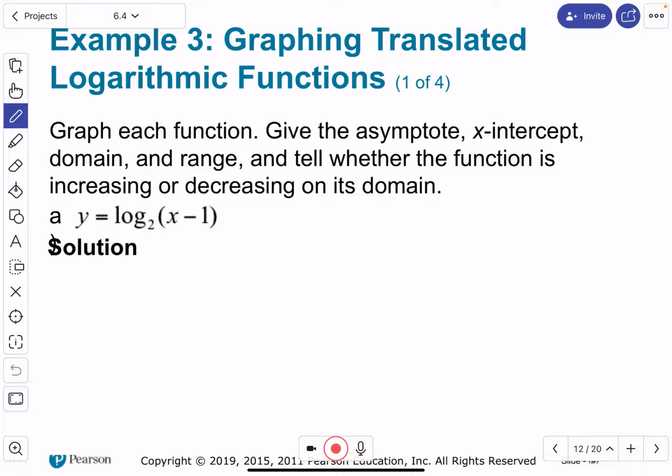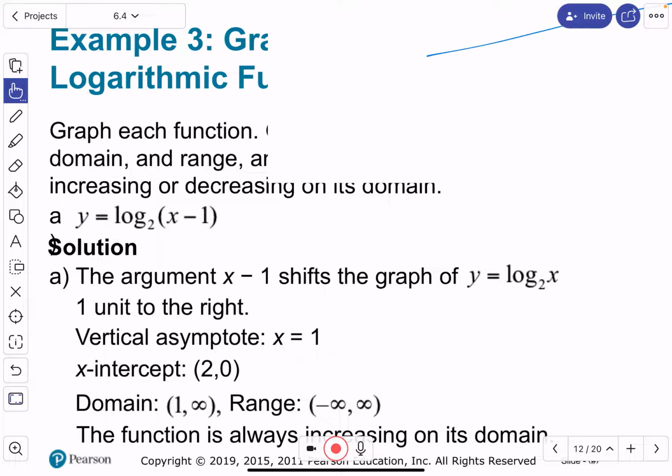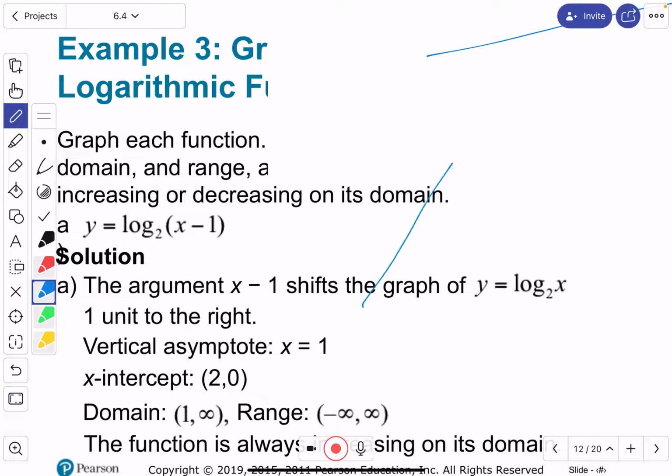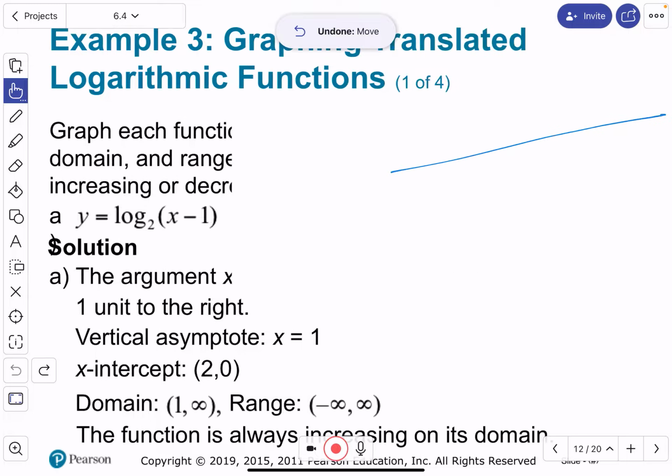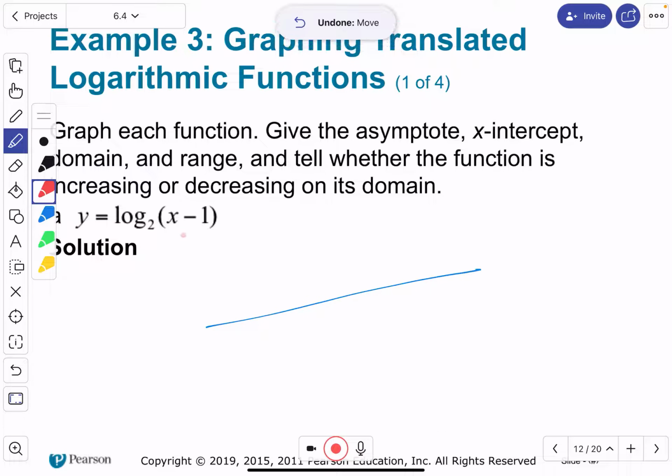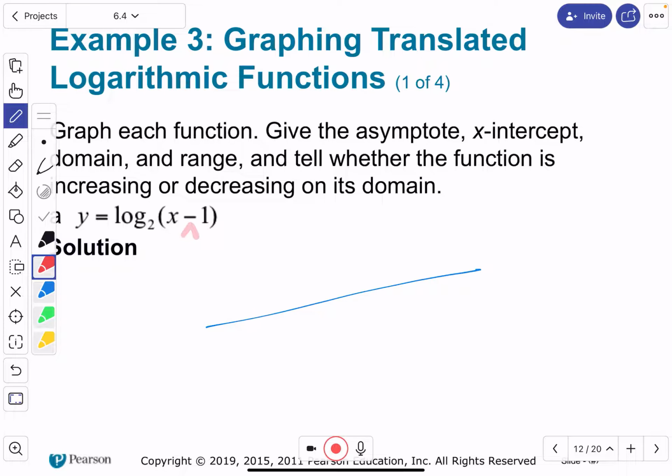you can use your function capsule to do it, or you can use your calculator. So log base 2 of x minus 1. Just like regular transformations, it's happening to the x, so it's going to move us to the right 1. If our log looks like this, it would move everything to the right 1.